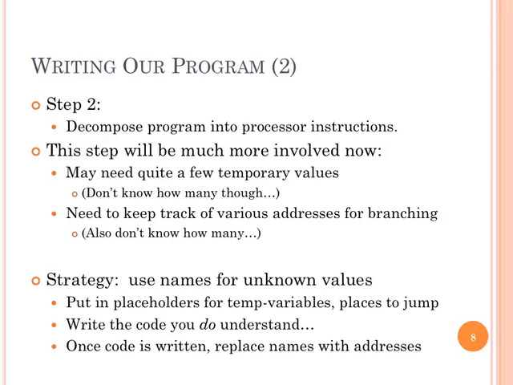So like it says here, you write the code you do understand. You always have this approach. It's a progressive development process when you're writing a program. So you write the code you know, and then that gives you information that you can use for the parts that you don't know.